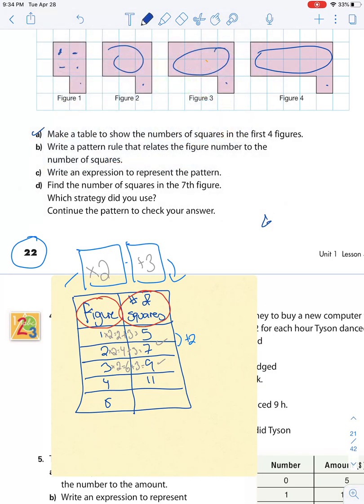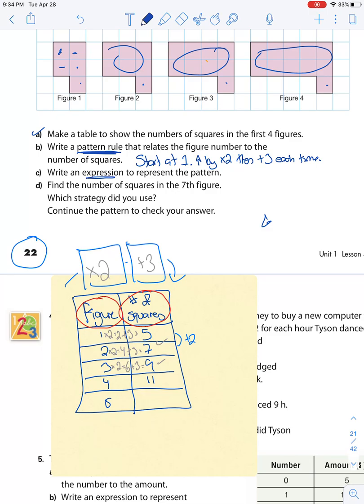So for the pattern rule, we would have to say, okay, I'm just going to write it up here. Start at 1, increase by multiplying by 2, then add 3 each time. Okay, so we have to be careful with what they're asking for. Here they've asked for the pattern rule, okay?